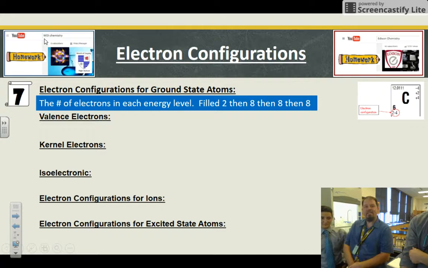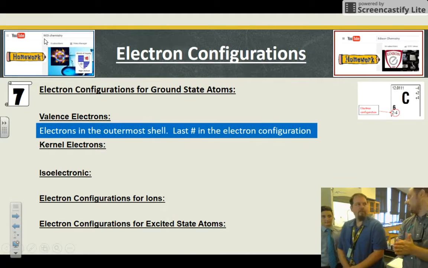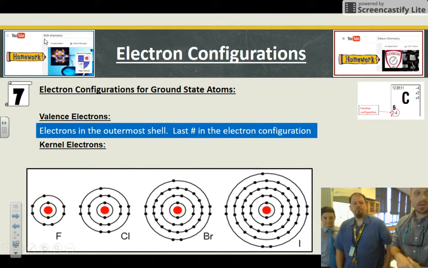The number of electrons in each energy level filled, specifically 2, then 8, and then 8, and then 8, and then 8. We'll see some deviations, but we're not going to go into why. Let's go with it. Packing electrons around atoms follows a pattern, is what Mr. Milk is saying.